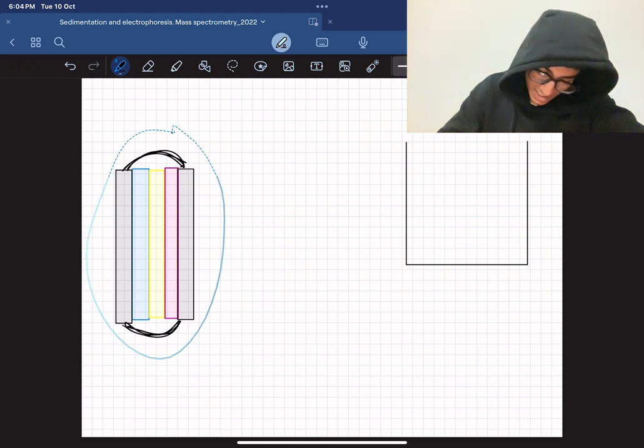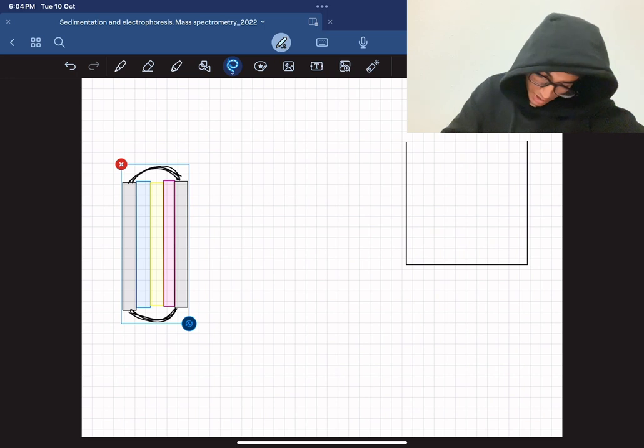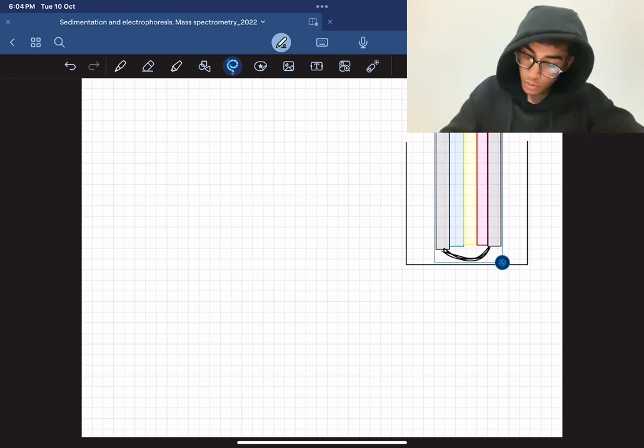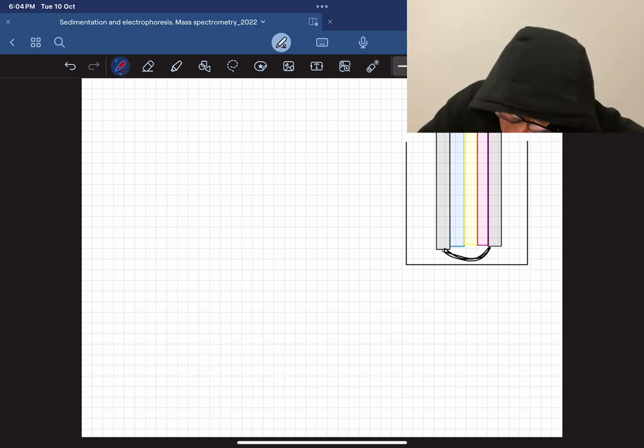Okay, let me resize this first. I'm gonna resize it, make it smaller. And then I'm gonna take it all the way here. So you put the whole thing inside a container like this. You close this container. Close the container.